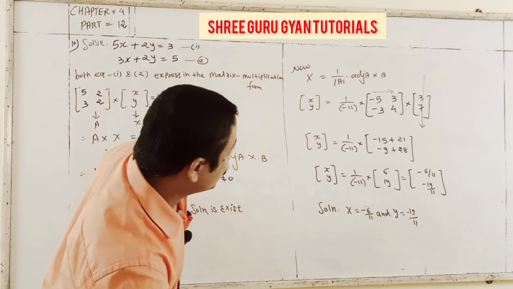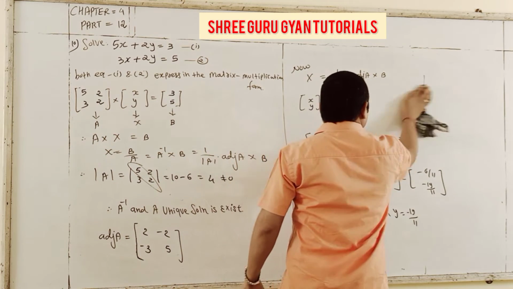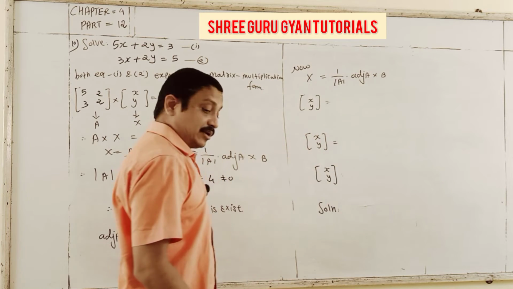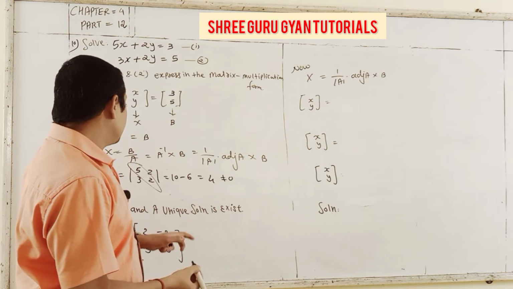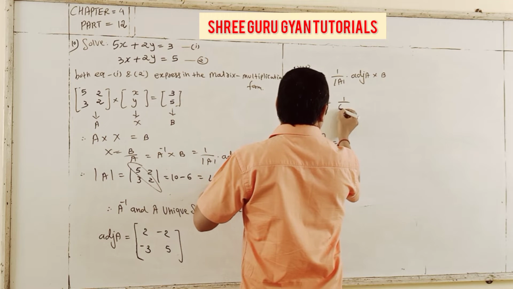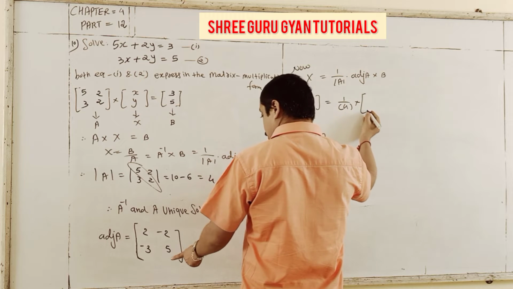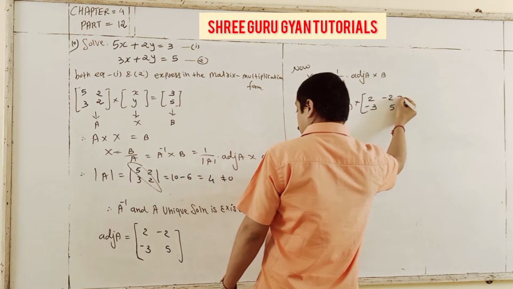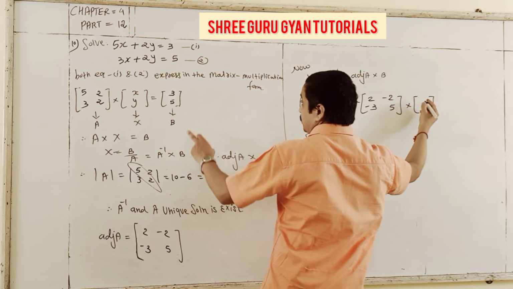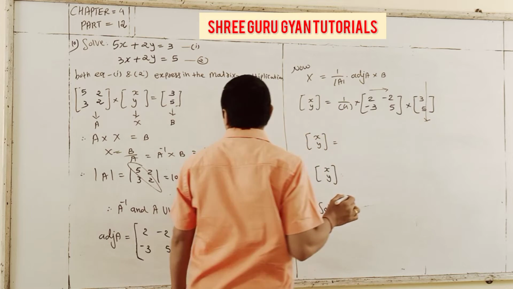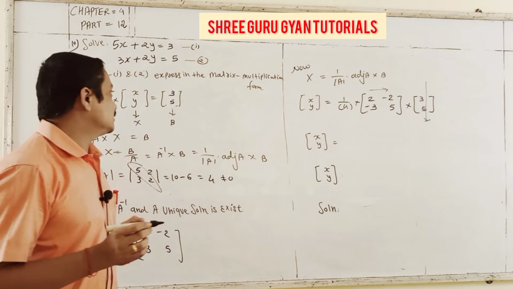Now go to the final answer. And easily you can derive your answers. So here 10 minus 6 is 4, and 1 upon determinant A is 1 by 4. The adjoint of A is also ready: 2, minus 3, minus 2, 5, and the B matrix is 3, 5. Now students, row to column entry. I just make the answers.